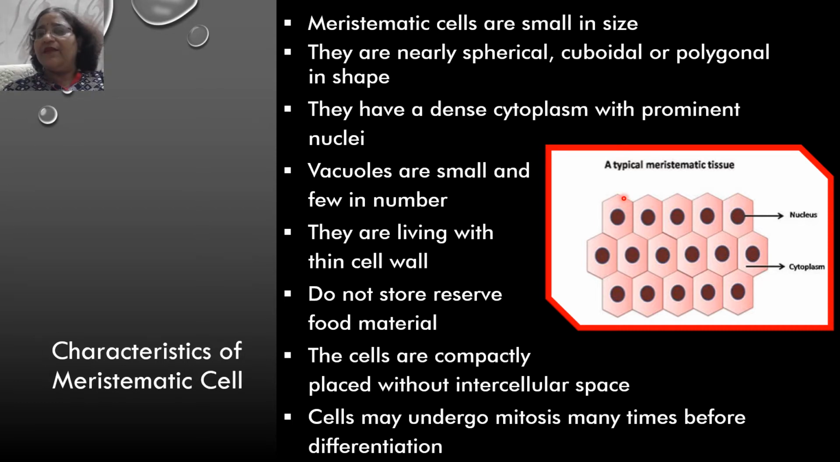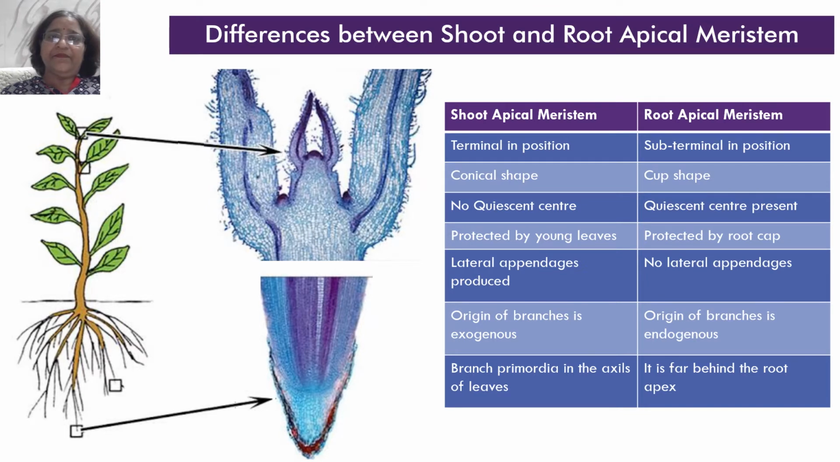the vacuoles are very small in number and small in size as well. The cells have a very thin cell wall. This is the cell wall, it is very thin, and the cells don't have intercellular spaces in between. They are very compactly placed, and mitotic divisions take place in these cells.